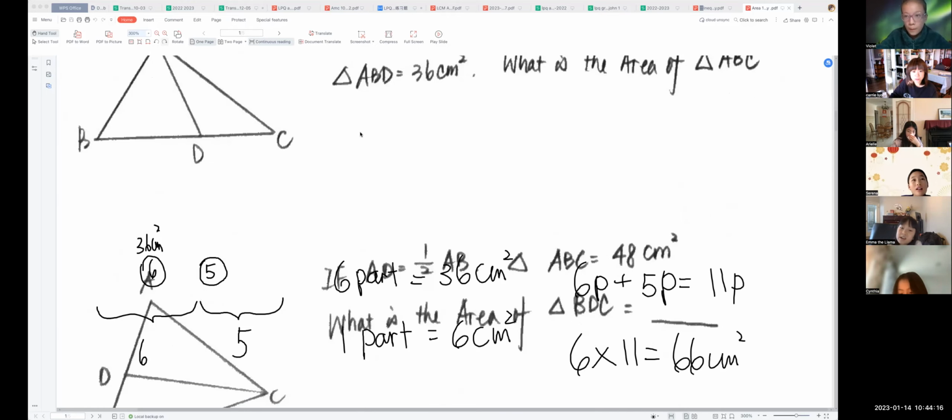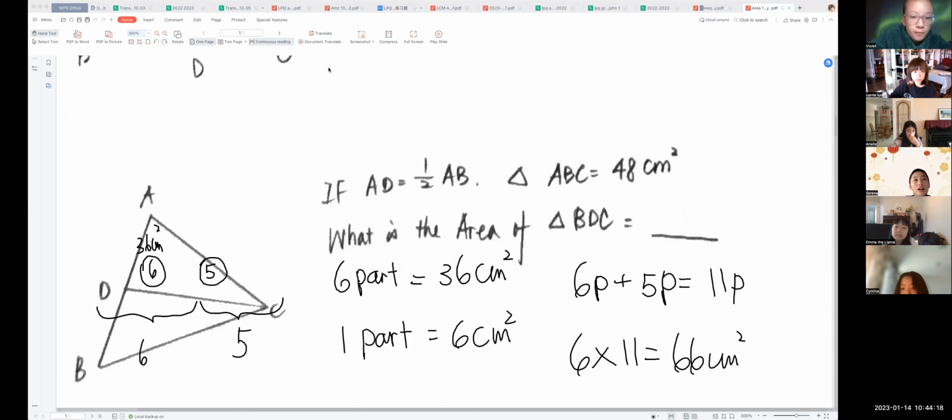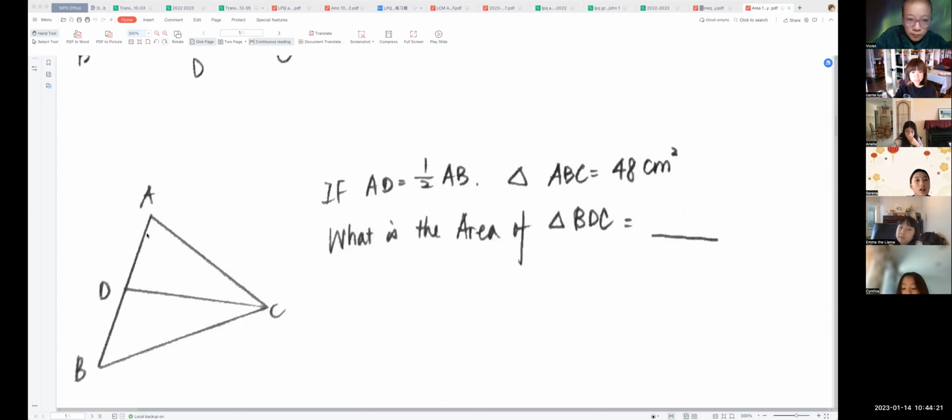Okay, so let's take a look at this one. Ooh, this one is different. Okay, so if AD equals half of AB and ABC equals 48, what is the area of BDC? Very easy, think about it and give me the answer.